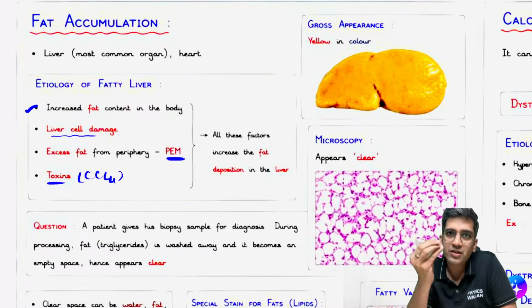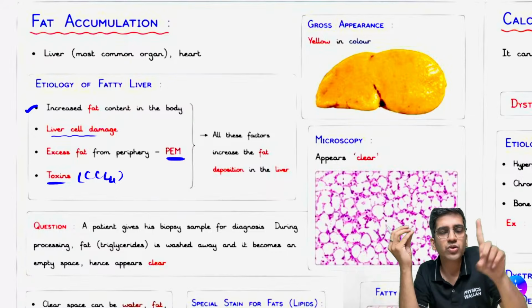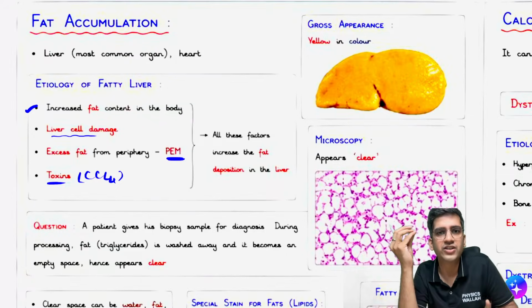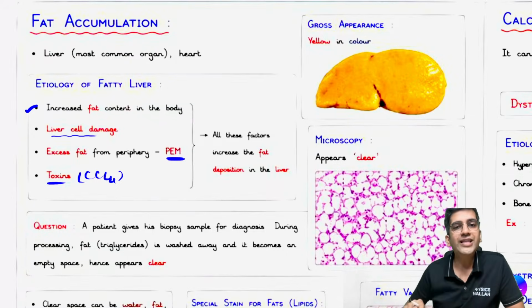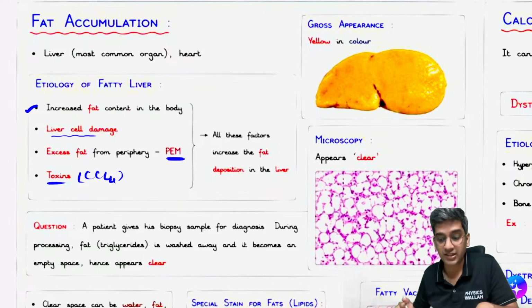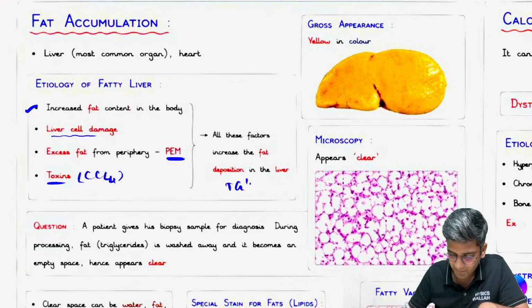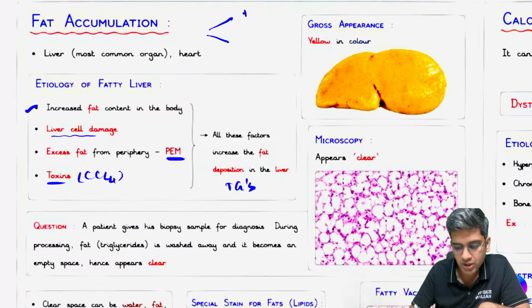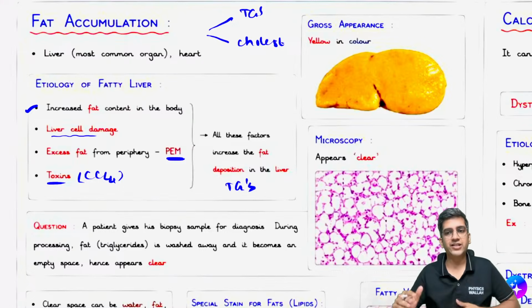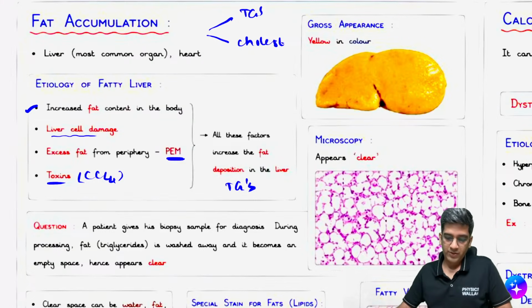If the liver is damaged, fat also will not be there. That's what we read in necrosis also, one of the changes, fatty change. All these can cause an increase in deposition of fat here, and these fats are triglycerides. There are two things in fatty change. One could be triglycerides, the other could be cholesterol and its esters. Fine?